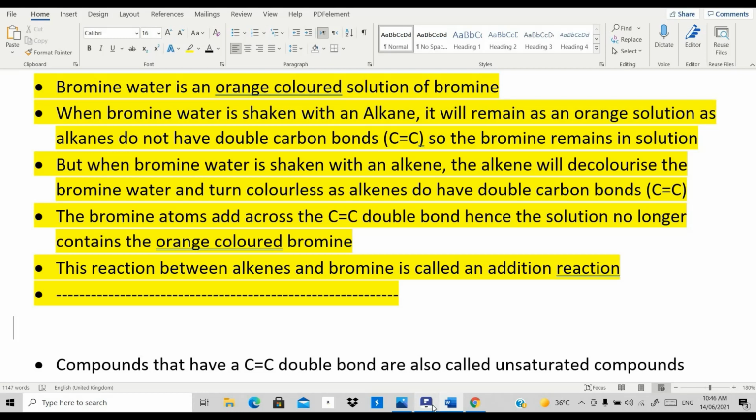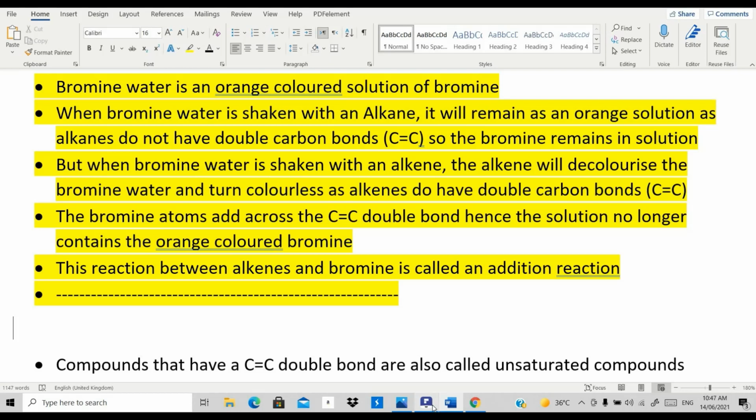Alkene will decolorize the bromine water, and then colorless. Alkenes do have carbon-carbon double bonds, and this means they are unsaturated. The bromine atoms add across the carbon-carbon double bonds. Hence, the solution no longer contains the orange-colored bromine. The reaction between alkenes and bromine is called an addition reaction.